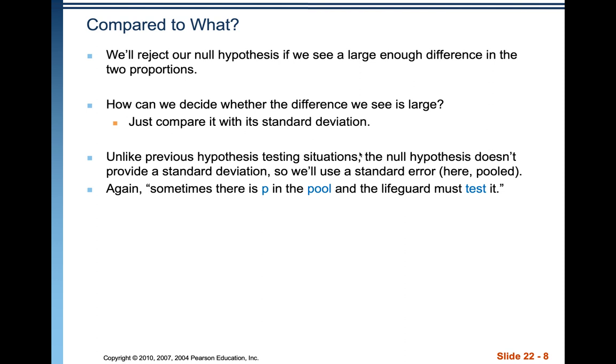We'll reject our null hypothesis if we see a large enough difference in the two proportions. How can we decide whether the difference we see is large? We just compare it with the standard deviation. Unlike previous hypothesis testing situations, the null hypothesis doesn't provide a standard deviation. So we'll use a standard error, in this case, the pooled one. And again, sometimes there is P in the pool and the lifeguard must test it. So it's only with P that we pool, and with a test.